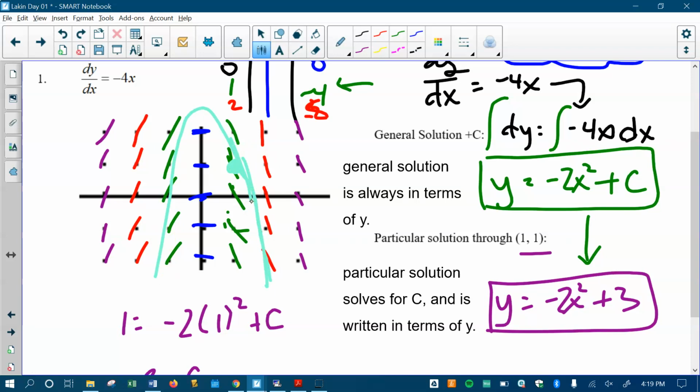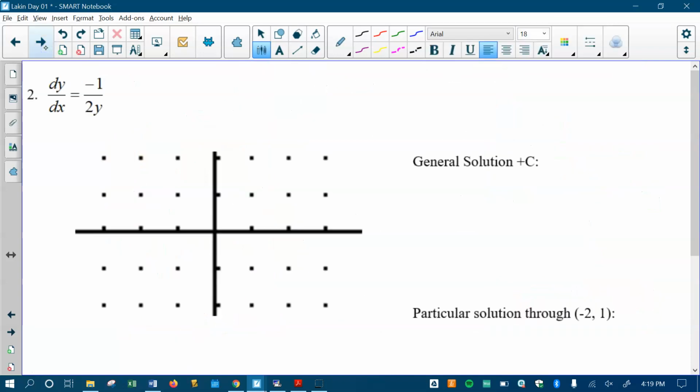Okay, let's go on to the next problem, number 2. Okay, so we've got dy/dx equals negative 1 over 2y. I'm going to pause the video and allow you to try to sketch the slope field first, and then I'll walk you through the general solution and particular solution afterwards. But please sketch the slope field now.